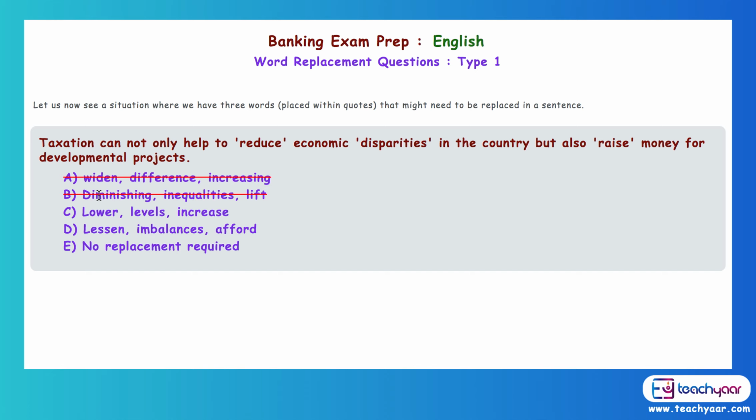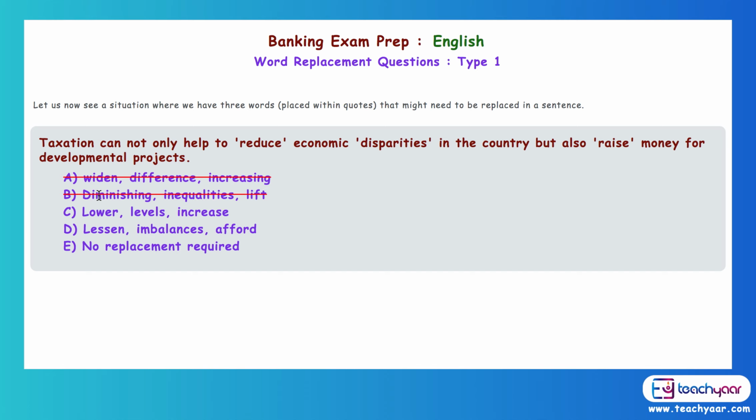Economic disparities in the country. What's the meaning of disparities? Disparity means inequality. Like we have the rich and the poor, we have the developed regions, undeveloped regions. So we have inequality. That's the meaning of disparity. So look for some words which mean the same. So if you see option C, the second word is levels. So taxation can not only help to reduce economic levels.